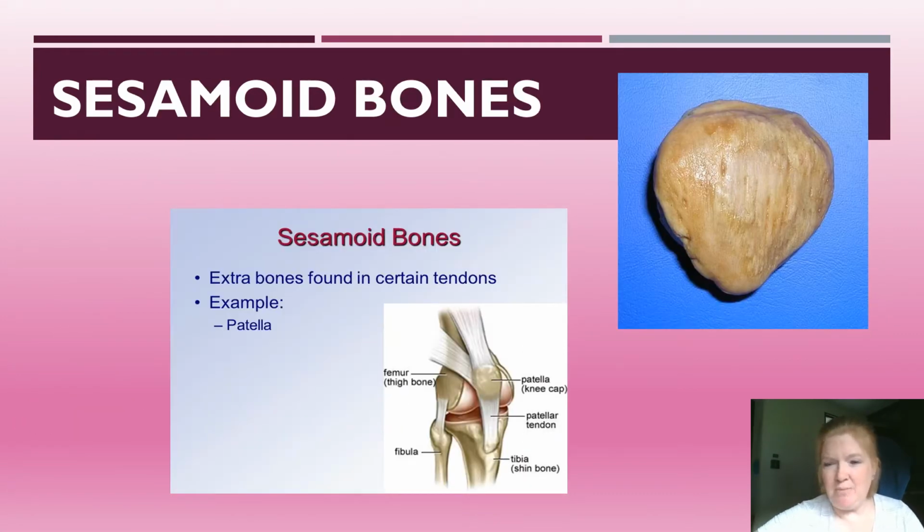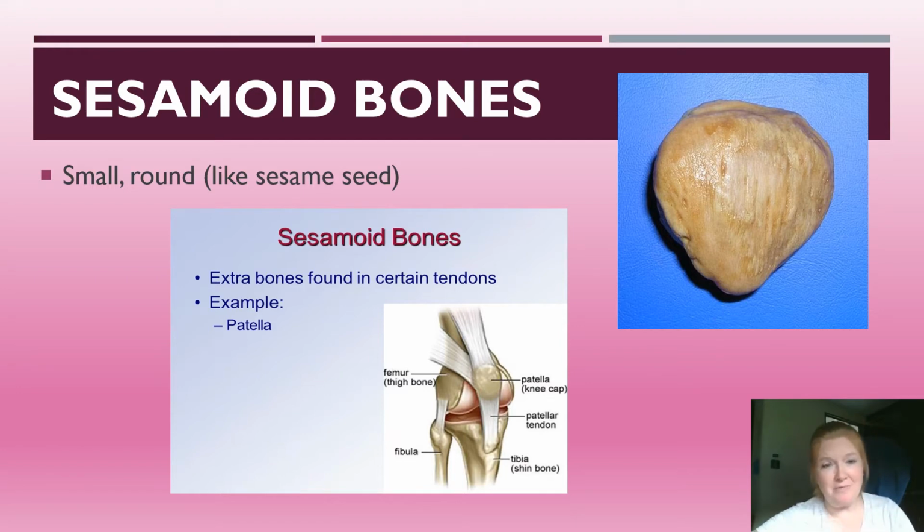Okay, sesamoid bones. Sesamoid bones are round and small, like a sesame seed. That's where the name sesamoid comes from. And we all have one, our patella. They're embedded in tendons, but you can have sesamoid bones in other areas. A lot of people have them close to their metatarsals in their feet, but the one that everyone has is the patella, so that's really the only one that we focus on.